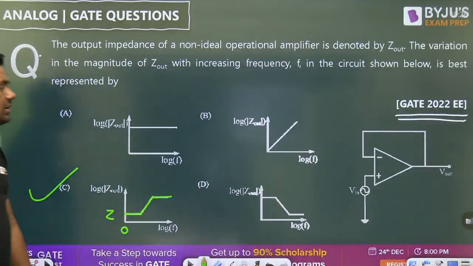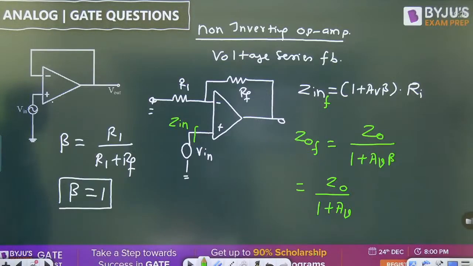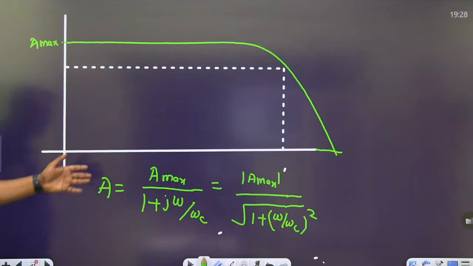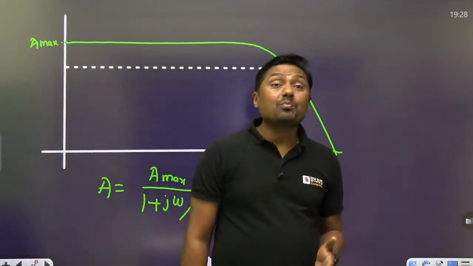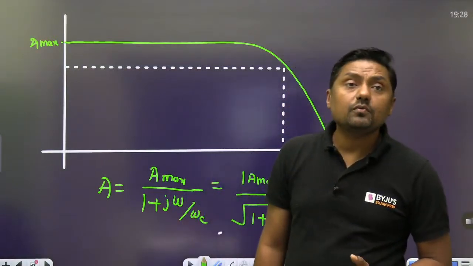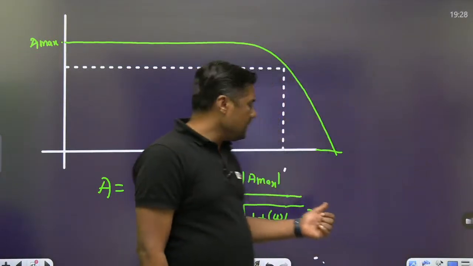On the log scale, it will not increase linearly, right? Because ultimately at high frequency it will become a constant level. It will reach the A maximum level, and then it will saturate. That is the formula. Remember one thing, this is the standard formula for the open loop operational amplifier, the low pass filter.